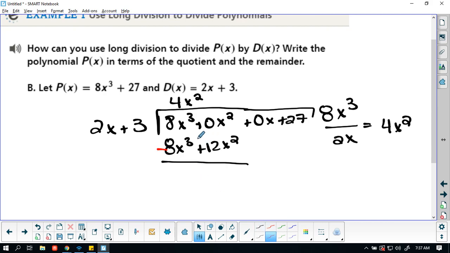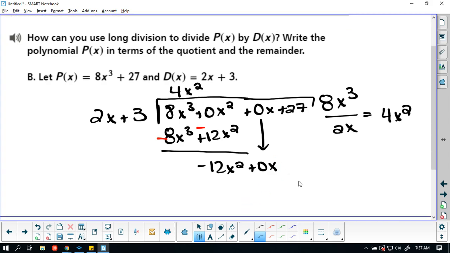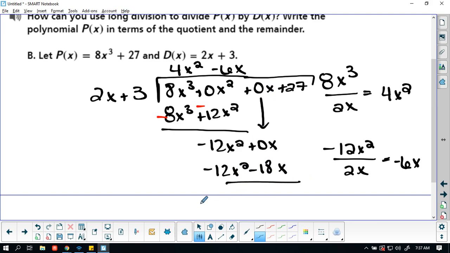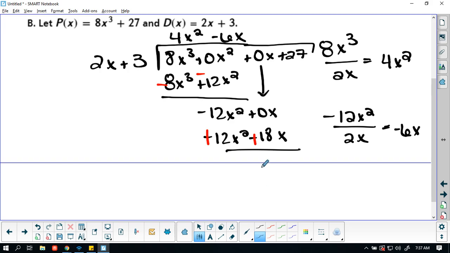Change my signs. So we're going to get negative 12x squared here. Bring down this term plus 0x. And I'm going to repeat the process. Negative 12x squared divided by 2x, and I get negative 6x. And I'm going to put negative 6x here. Multiply that out, we get negative 12x squared minus 18x. Use red to change my signs. And now I'm looking at 18x here. Pull down that 27.